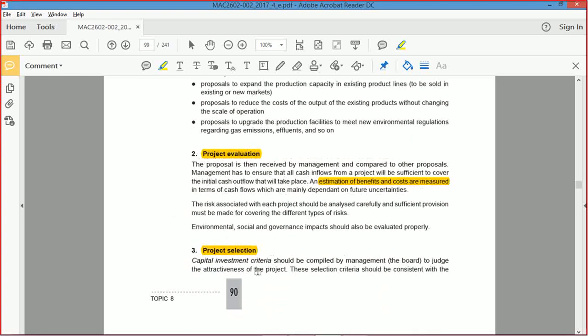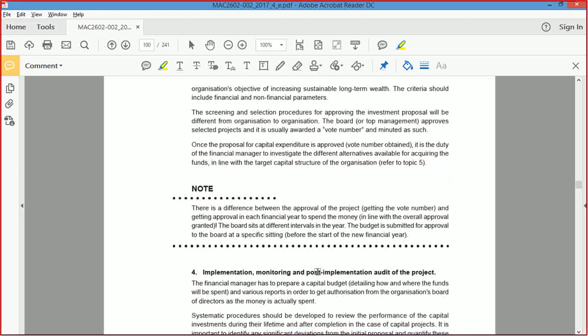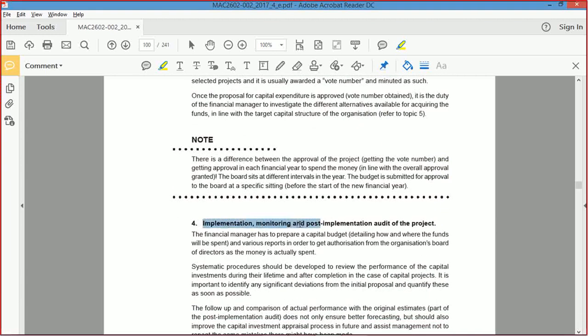Selection is going to be looking at the options, judging the attractiveness of a project. So which camera is the best? Are we going to go with option A, B, or C? That's the project selection. And then the last bit is obviously the review.